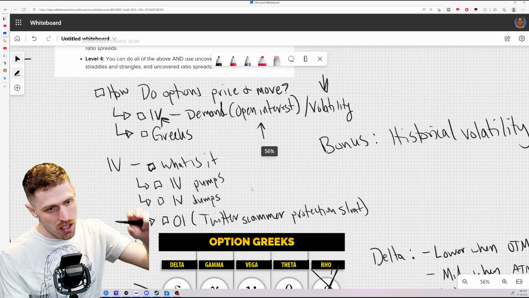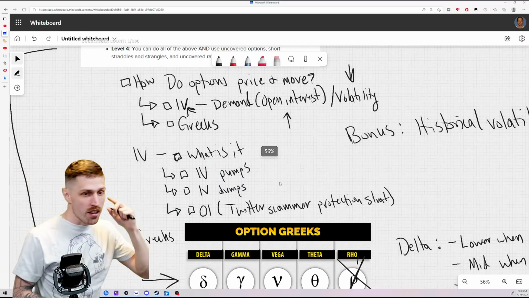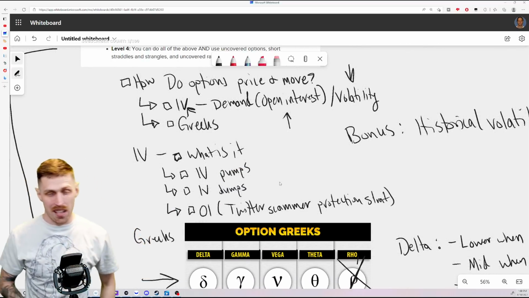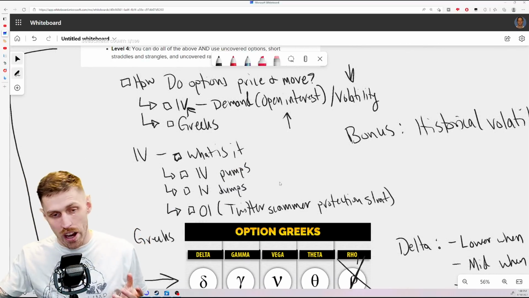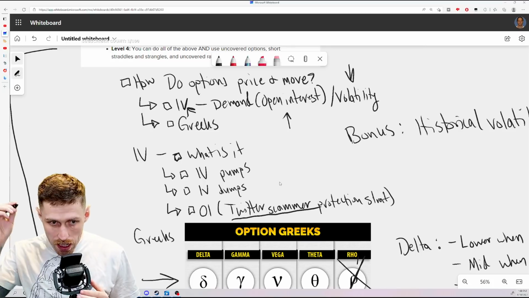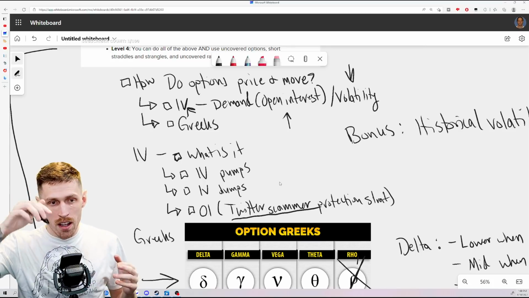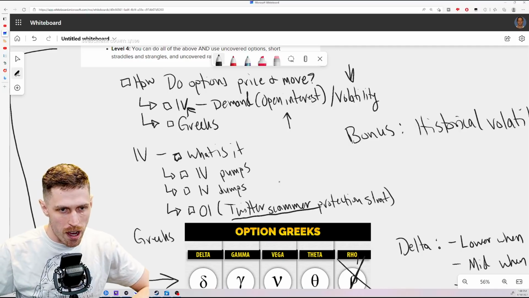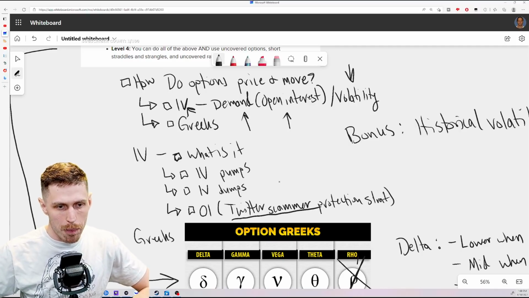So what are IV pumps? What are IV dumps in the open interest, right? I think there's ways to protect yourself from Twitter scammers. I find this happening all the time. It pisses me off. This is sort of my PSA. IV pumps can happen when one of these two things change, right? So if demand goes drastically up, a pump is obviously when something goes up.